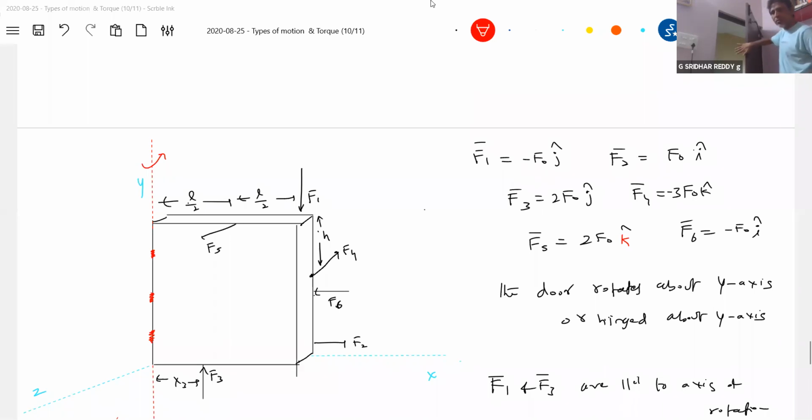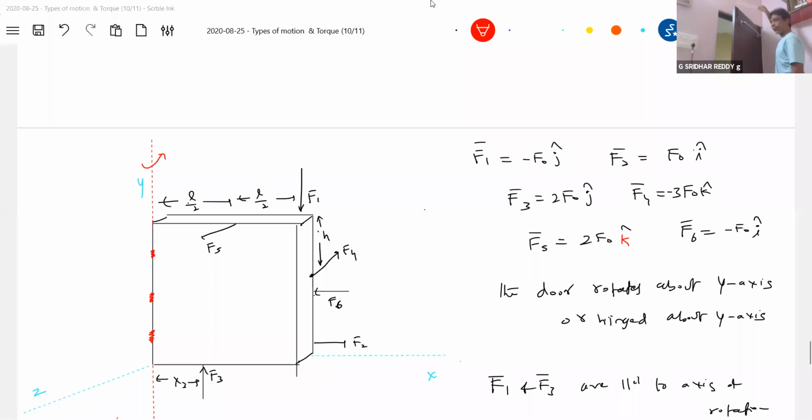Why am I unable to open it or close it? Any reason for that? Because here the force is intersecting the axis of rotation. So directly the force will be like this. Not opening, not closing. Any reason? Though I'm applying a force, because the force will intersect the axis of rotation. This is the idea.